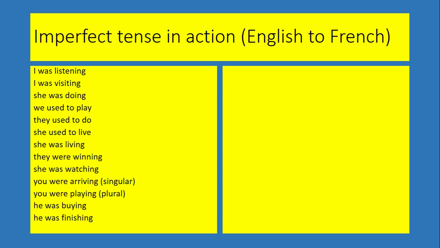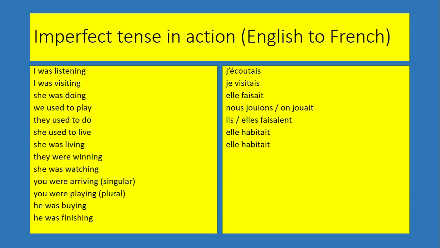Okay, here are some from English into French. Why not press pause again, grab a scrap of paper and just scribble down some answers. Remember, to form the imperfect tense, verb stem plus the ending: AIS, AIS, AIT, IONS, IEZ, AIENT. And remember, the verb stem is the nous form of the present tense minus the ONS. Here are the answers. J'écoutais, je visitais, elle faisait, nous jouions, il or elle faisait, elle habitait, elle habitait.